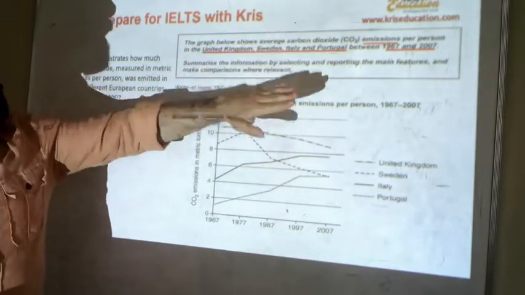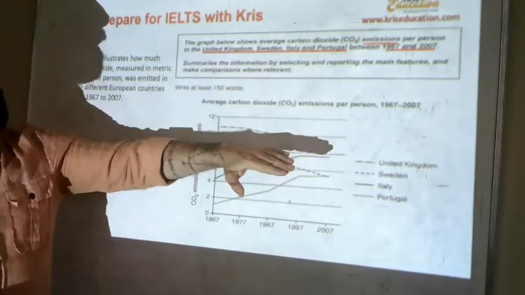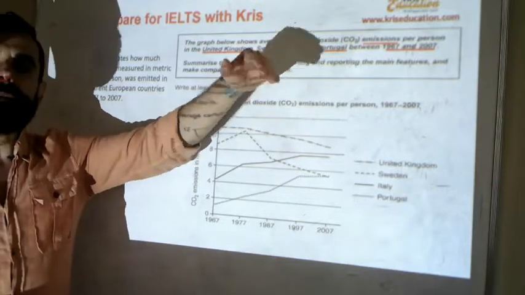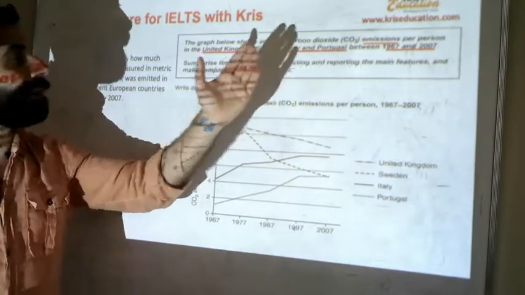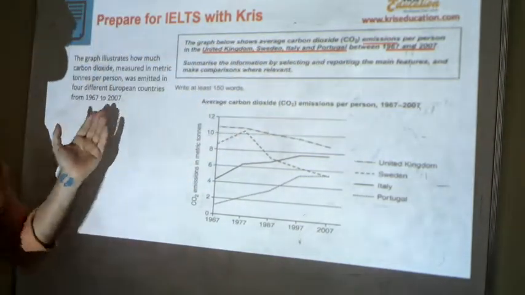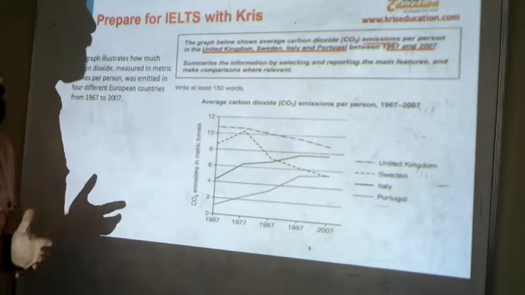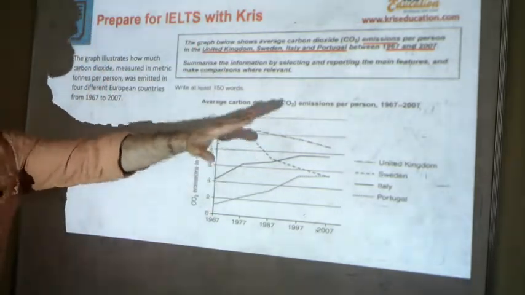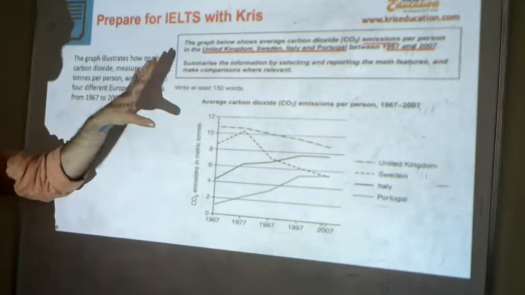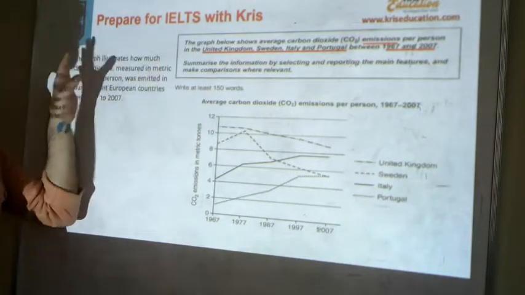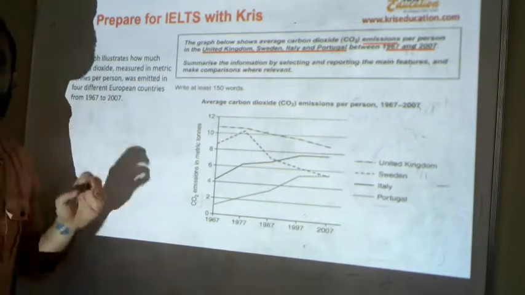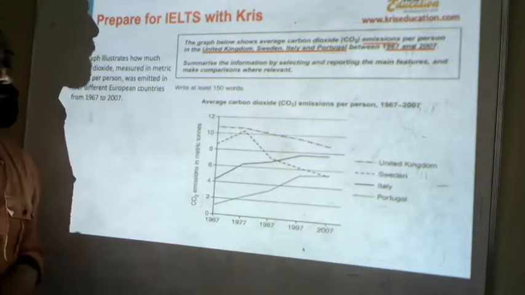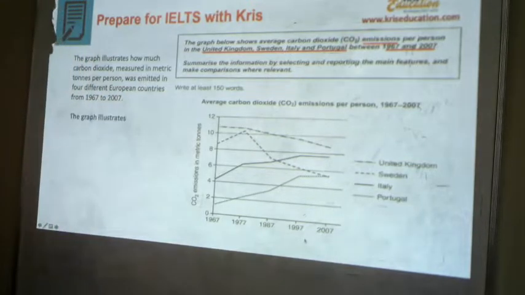A good introductory sentence is the one which basically shows everything to the examiner, to the reader. As a reader, I read this sentence and there is no need for me to go back and have a look at the graph, because everything is perfectly, beautifully explained here. Let's see how this model works together.